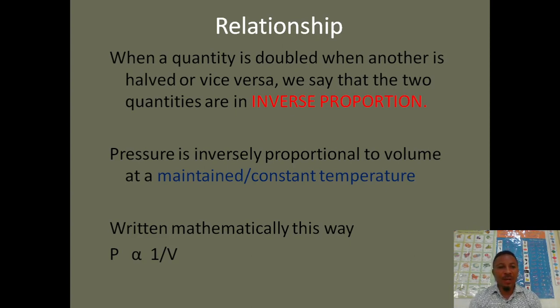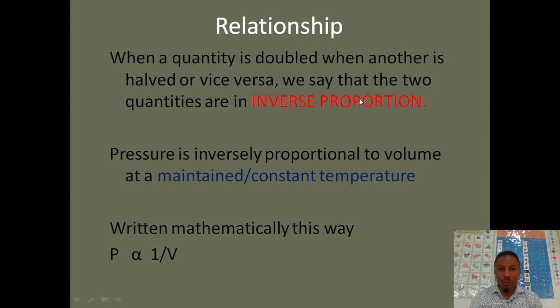Okay, now this kind of relationship, where when a quantity is doubled, another one is halved, or vice versa, is called inverse proportion. You double a quantity, you increase the quantity by 2, like the volume, you double the volume, and then the pressure is going to be halved. Or you double the pressure, you expect the volume to be smaller. Okay, so that kind of relationship is what we call inverse proportion.